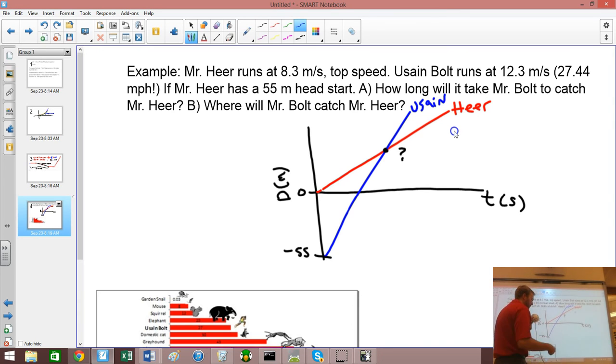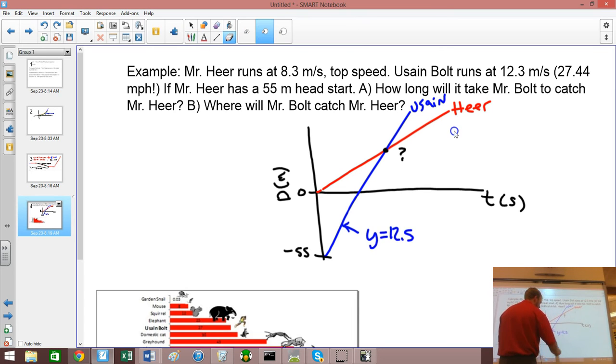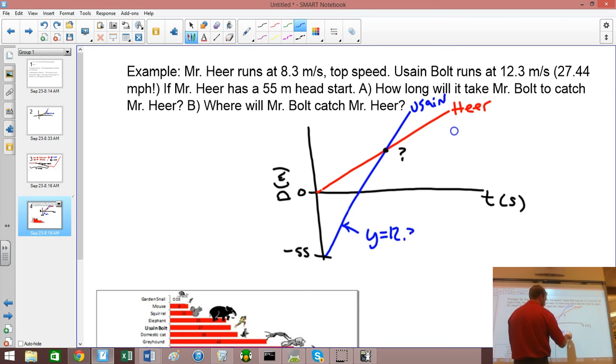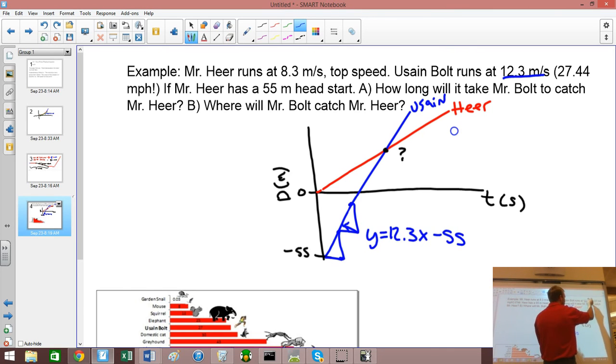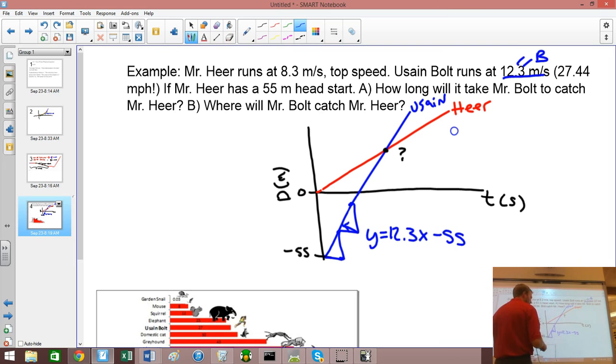And check this out. I'm going to make a mathematical model that represents Usain Bolt. I'm going to say that y equals 12.3x minus 55, because Usain runs at 12.3 meters every second. So every second that ticks by, he goes 12.3 meters farther. That's actually the slope of our line. And then Mr. Hare, his is easy to model. I run at 8.3 meters per second, and my y-intercept is 0.